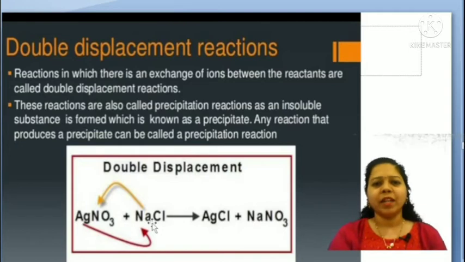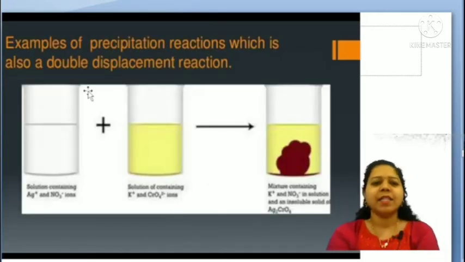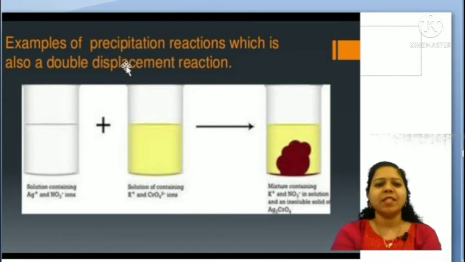And generally, most of the time in a double displacement reaction a precipitate is formed. That's why it is also known as a precipitation reaction. Examples of precipitation reactions, which are also double displacement reactions, we just learned. Now we are taking a solution containing Ag+ and NO3- ions, which is silver nitrate solution, and in that we are adding another solution in which K+ and chromate ions are present, that is, a solution of potassium chromate.